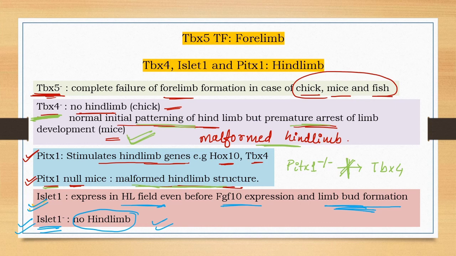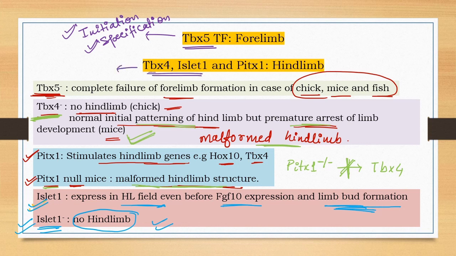Now if you try to conclude, the TBX5 gene is important for initiation and specification. Okay, so it is important for initiation of the limb bud as well as specification of the limb. In case of hind limb, TBX4 and ISL1 are important for initiation, and PITX1 is important for patterning. Okay, so this was all about specification of the tetrapod limb.